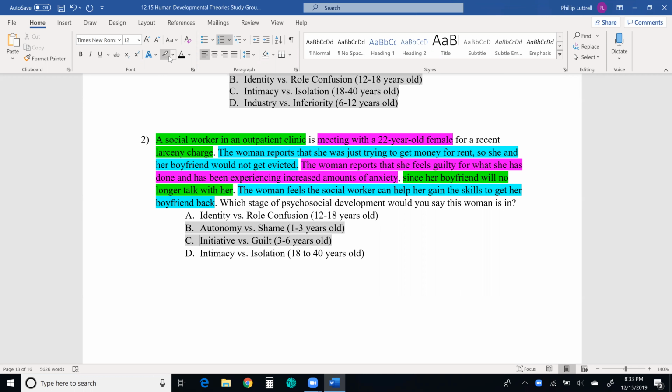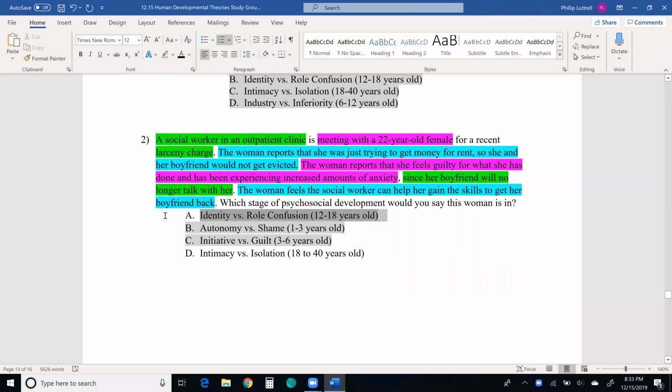Is she trying to figure out what type of identity she wants to see for herself and getting connections with people based on similar interests? Or is she motivated by intimacy and making connections outside of her family in this situation? So we're going to rule out identity versus role confusion.